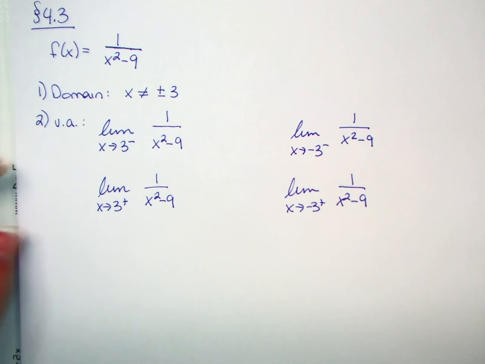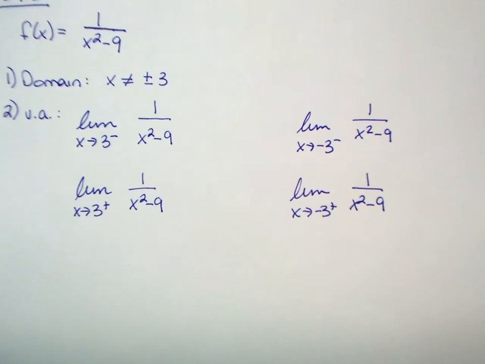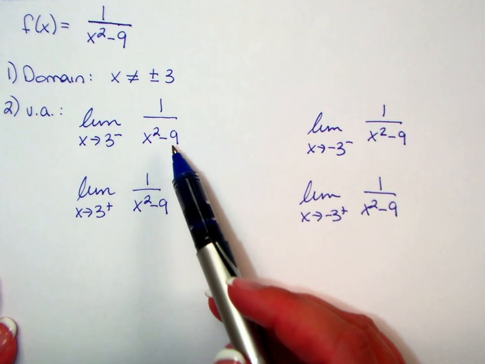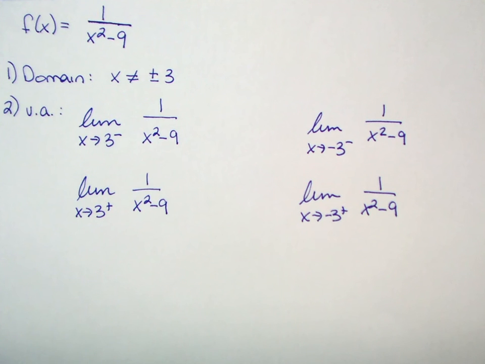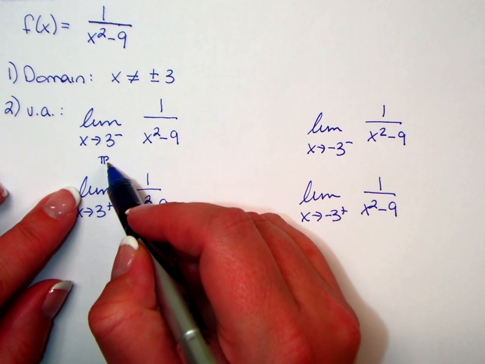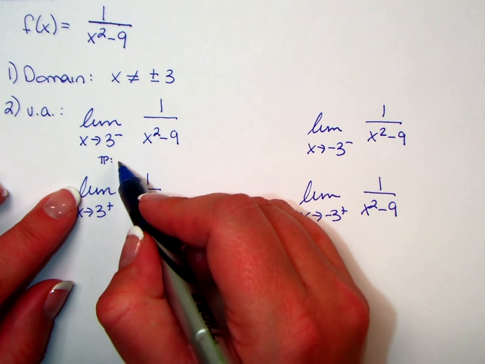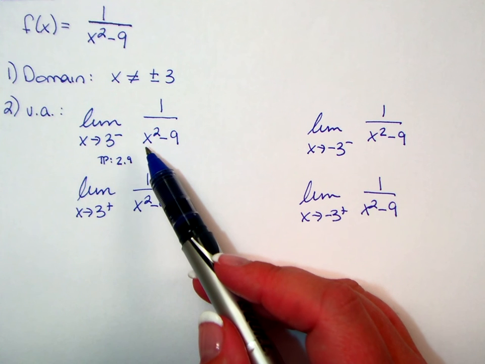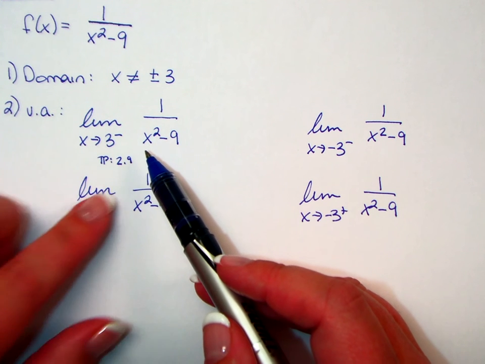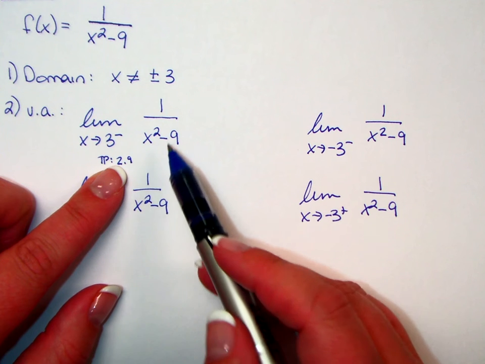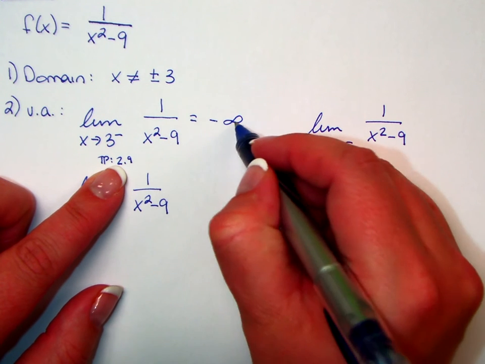Now the way we evaluate each one of these limits is we pick a test point, because there is no way we can cancel or factor and reduce it, and we know it's an asymptote, so I just want to know whether it's going to positive or negative infinity. A test point on the negative side of 3 would be 2.9. So 2.9 is less than 3, so when I square it, it's 8 point something, and so we're going to get something less than 9 minus 9, so this is going to be negative infinity.